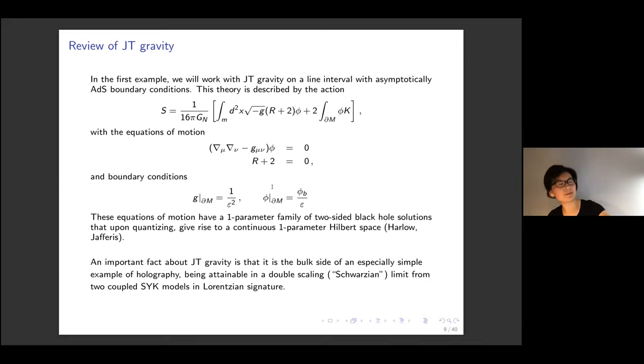Each black hole corresponds to exactly one state in the Hilbert space, and the parameter is like the temperature of the different black holes. So there's kind of like nothing else going on in this theory. You're just quantizing the theory with two boundaries. Yeah. Okay. Thank you.